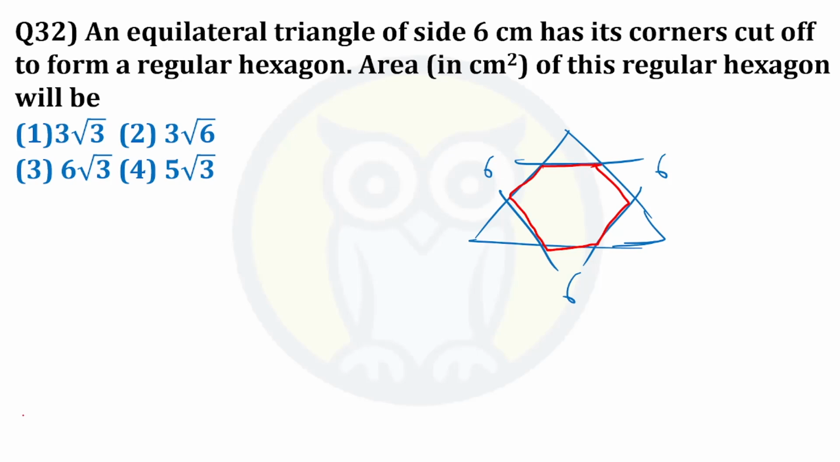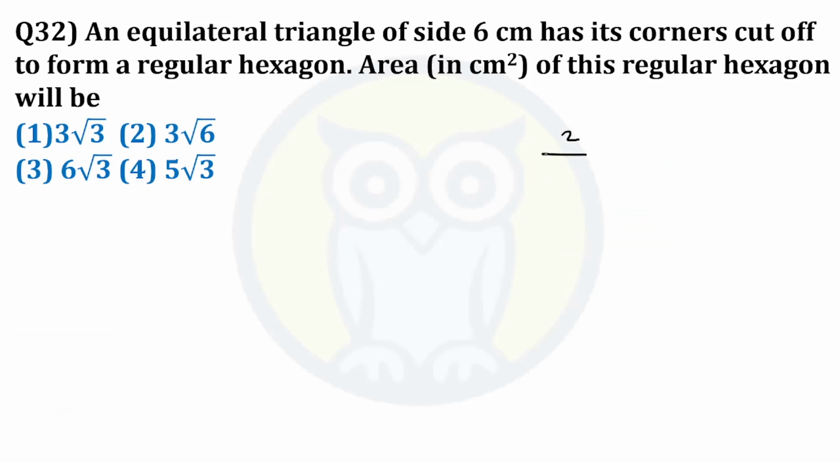For the area we need a concept. Each side is 6, and we divide each side into 3 equal divisions. Let each part be x. Then 3x is 6, so 3 cancels and x is equal to 2. It means each part is 2. Each corner cut is 2, and the regular hexagon we draw has all sides 2.